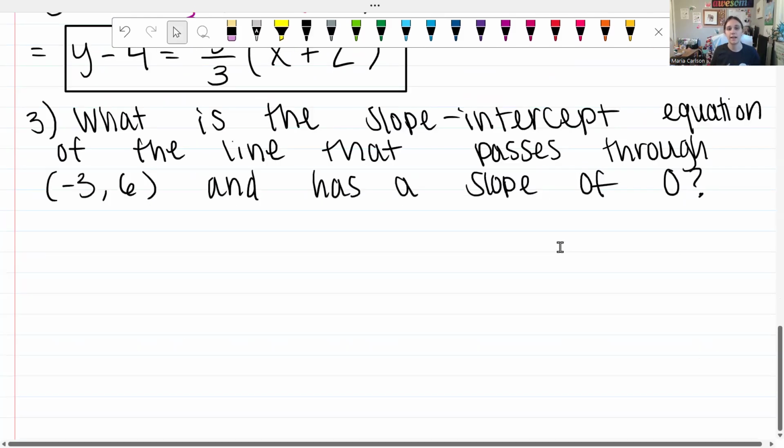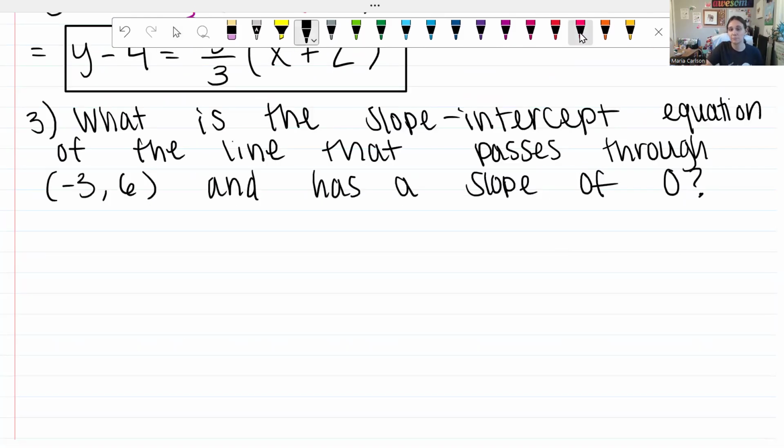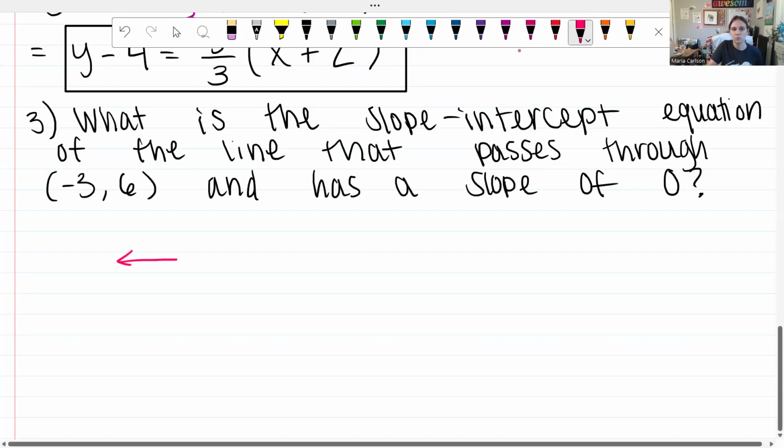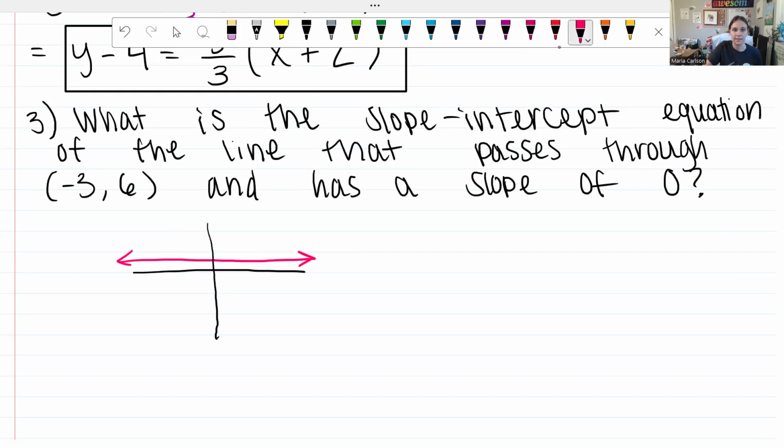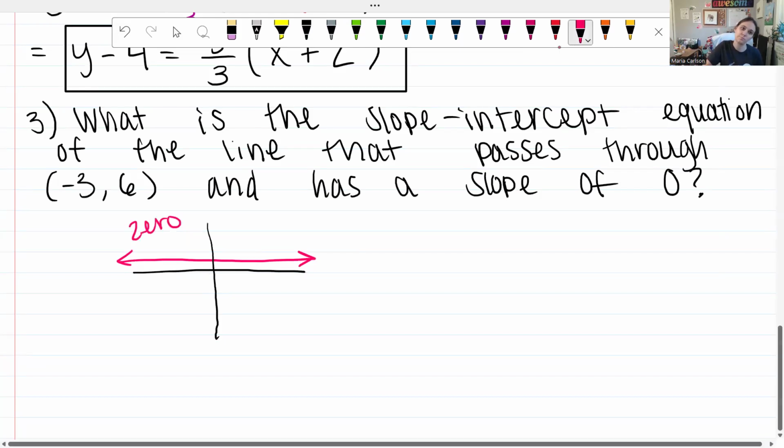Remember that a line can have 4 types of slope. It can have positive, negative, 0 slope, which is a flat line. So this is a 0 slope. So if I'm looking, here's my x-axis, here's my y. This is a line that has a 0 slope. It's a flat line.